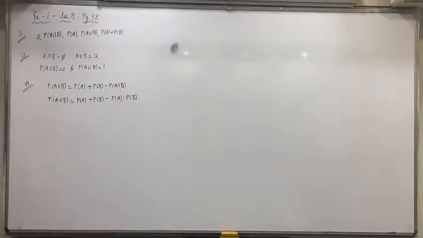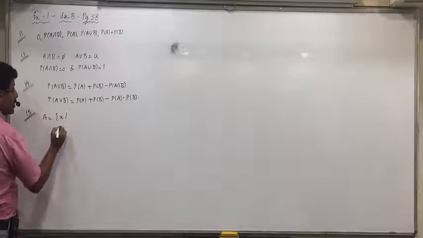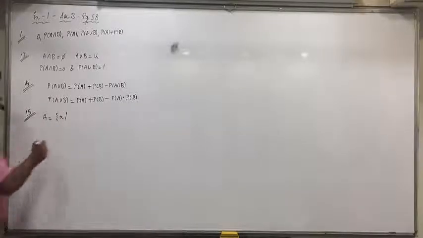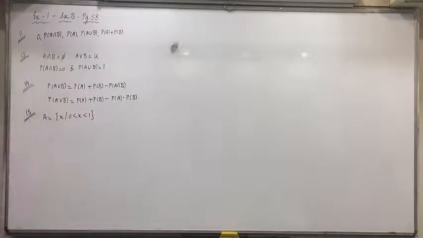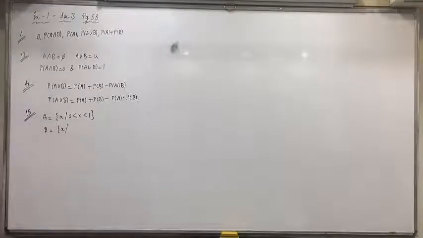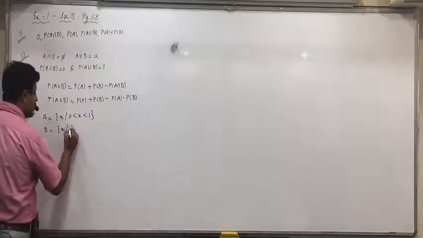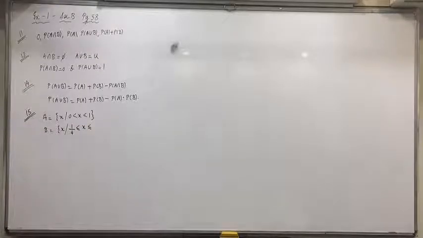Because events are independent, A intersection B will be equal to PA into PB. And also this. Now 15th is a number line question. If you remember, yesterday we did that. Did you all complete with 14 everyone? Now if A equals x such that 0 less than x less than 1. Can we write it in any other manner? No. B equals x such that 1/4 less than or equal to x less than or equal to 3.